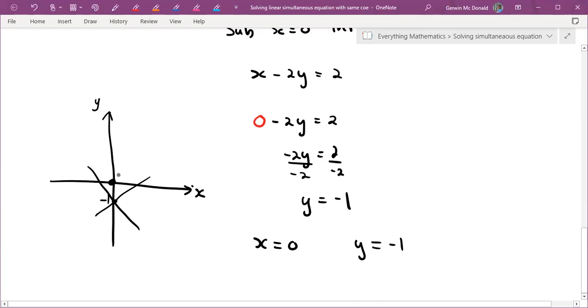0 for x, that's the origin, and minus 1. So that will be the intersecting point here. So that's why I said the y, in this case, also ends up being the y-intercept. So the value for y is also the y-intercept.